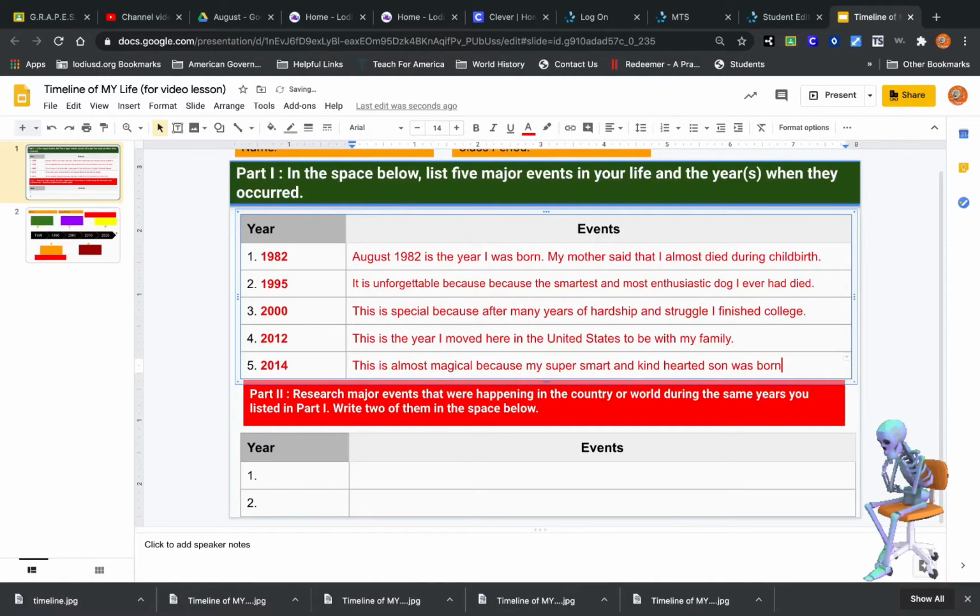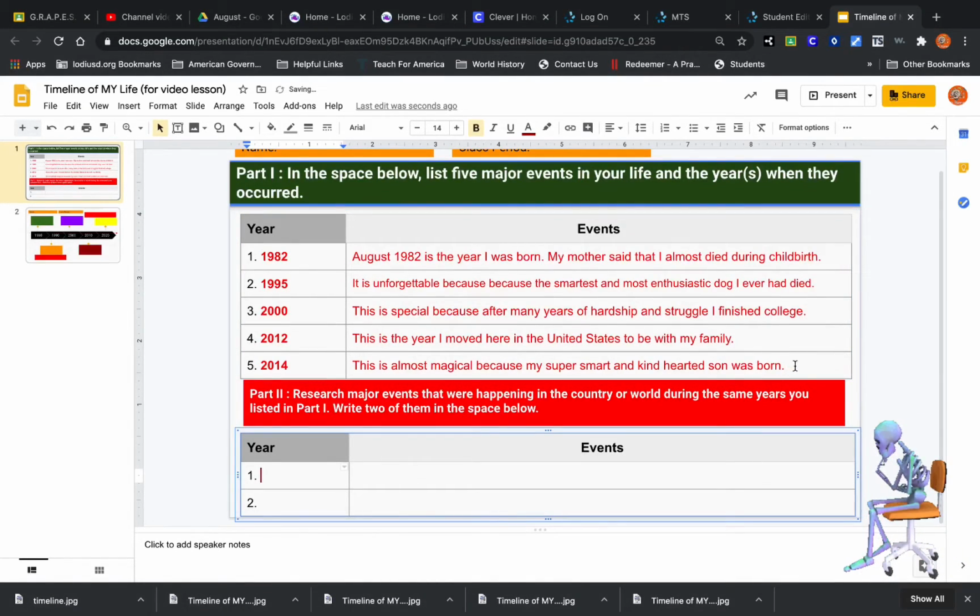So what I need to do is find out what important events happened during the years 1982 to 2020 maybe. Remember, I'm choosing events that happened within my lifetime. So 1982 was the year I was born to 2020. I'm still alive. So my basis is my lifetime. So 1982 to 2020.